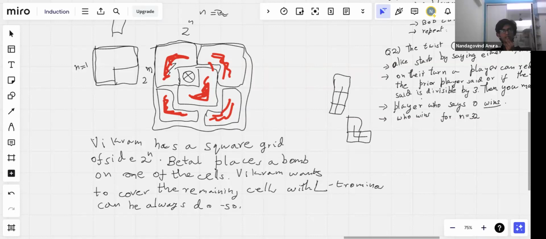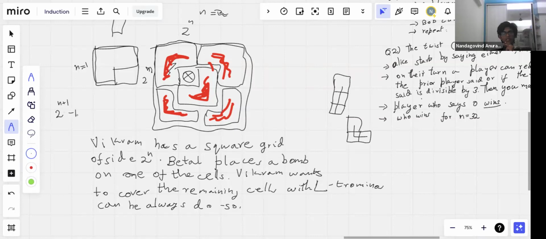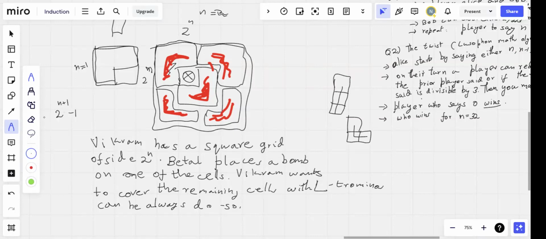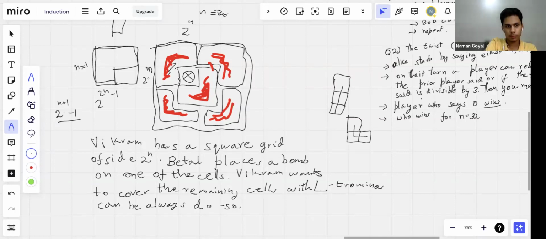Can you repeat? 2 to the power n plus 1, minus 1, shouldn't be divisible by 3. Yeah, so why can this be divisible by 3? The point is the square. When you're dealing with the square, that's 2 to the power 2n, minus 1. So this will always be divisible by 3.